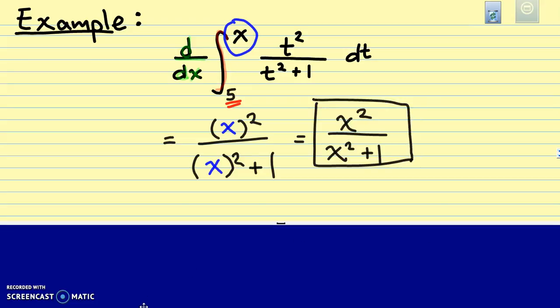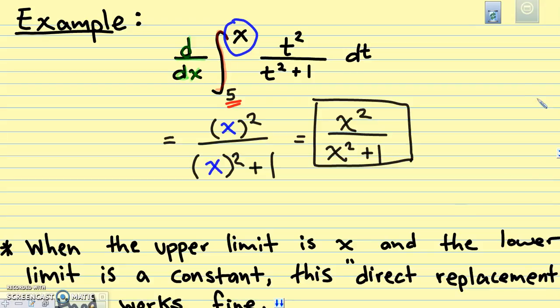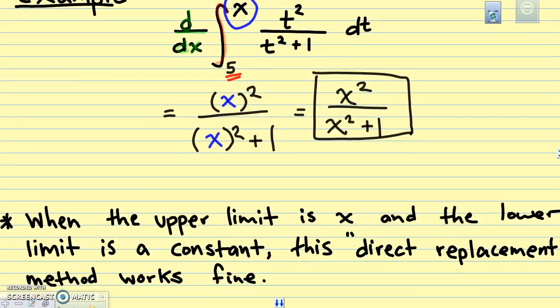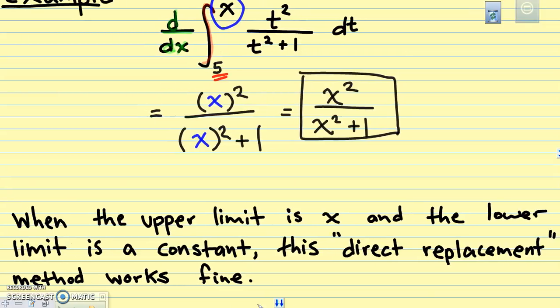Okay, so we can do this if the top limit is a variable that's simply x, only x. The minute it becomes x squared or x cubed plus 2x or anything other than just simply x, then we have to find a different approach. But this only works when the upper limit is only x. So go ahead and copy that down. When the upper limit is x and the lower limit is a constant, this direct replacement method works fine.